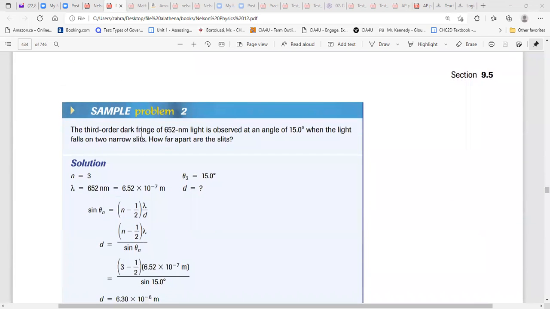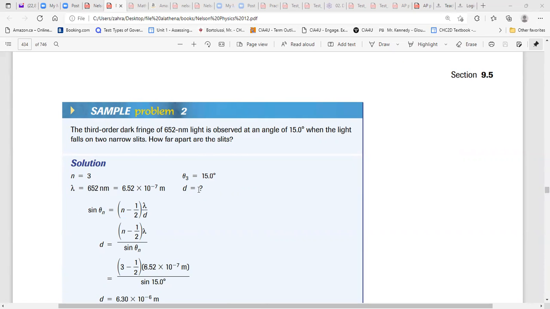Here, the third order dark fringe. So third order dark fringe means n is equal to 3. Of 652 nanometer light is lambda, so your wavelength, observed at an angle of 15 degrees. The theta is 15. When the light falls on two narrow slits, how far apart are the slits?